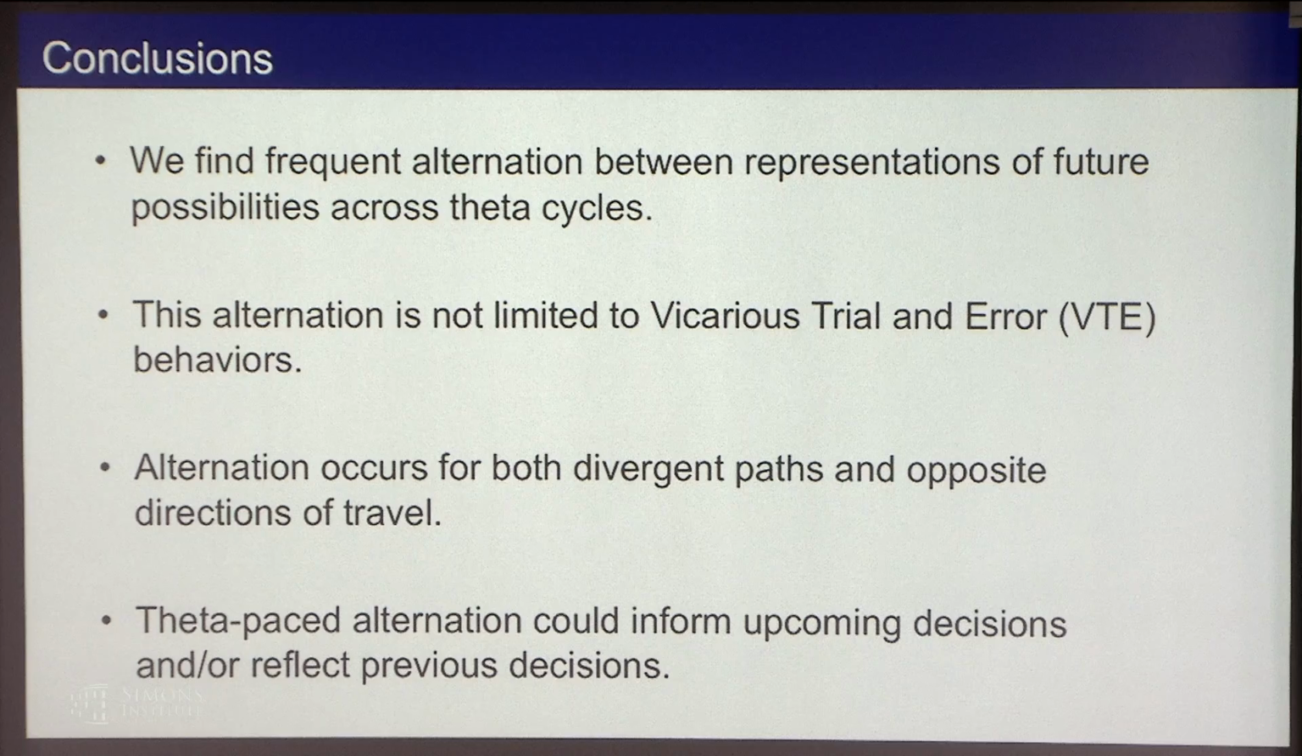You can imagine that if your brain can imagine this one and then that one, then you could build up representations inside of which is better and use those to make a decision. Alternately, this could just reflect some other area telling the hippocampus. We really don't know.